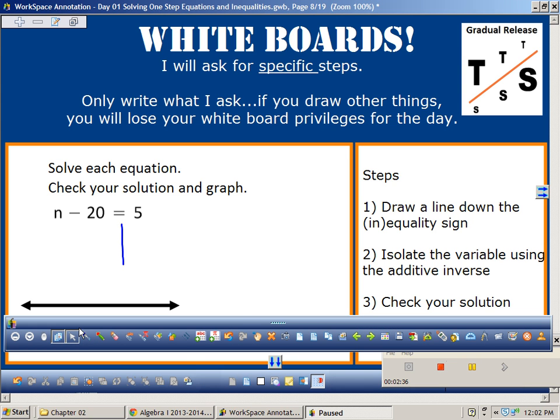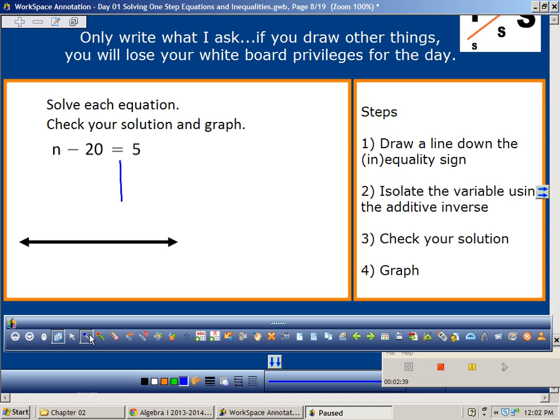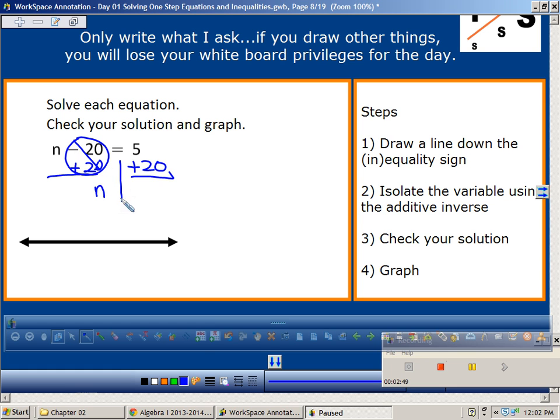Okay, so most of you did a fantastic job. You added 20 to each side. Negative 20 and positive 20 are additive inverses. They create a zero pair, so we're left with n equals 25. Go ahead and represent n equals 25 on a number line for me.